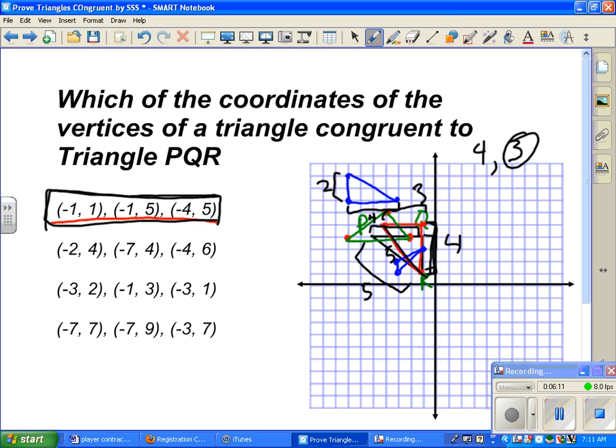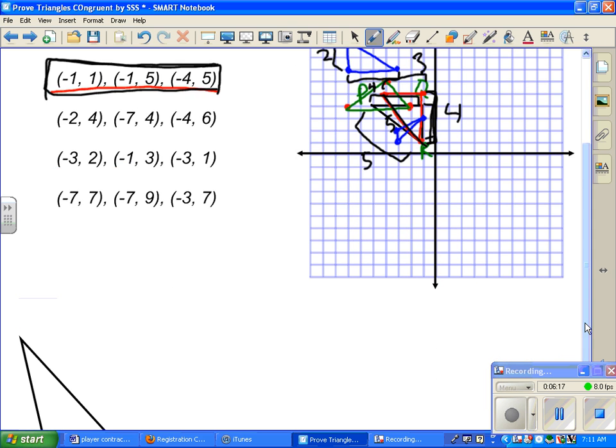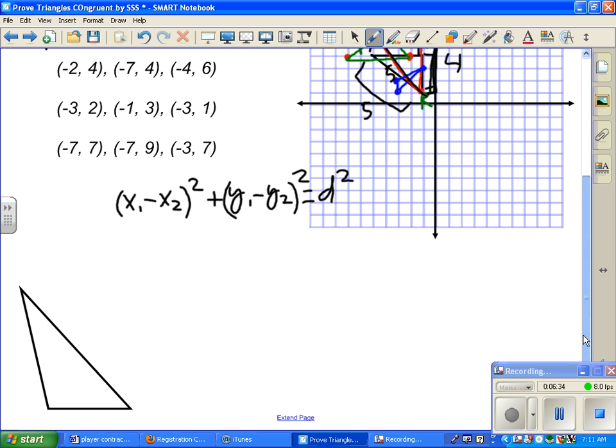And we could prove it, and you'll have to prove it using the distance formula. Okay? And again, the distance formula here, which should be review, is x1 minus x2 squared plus y1 minus y2 squared equals d squared. It comes from the Pythagorean theorem. Okay?